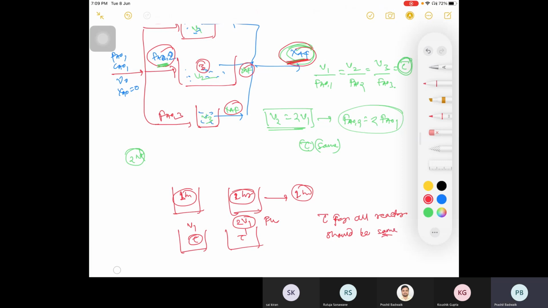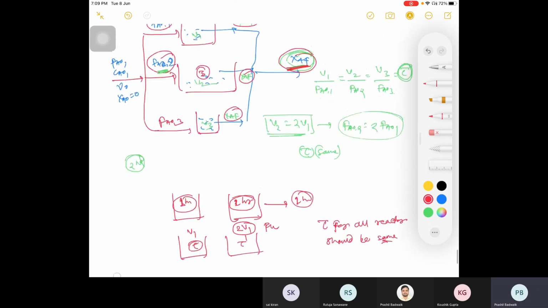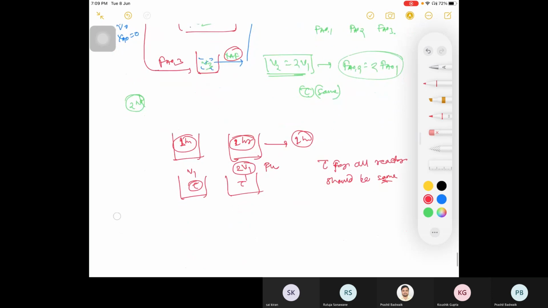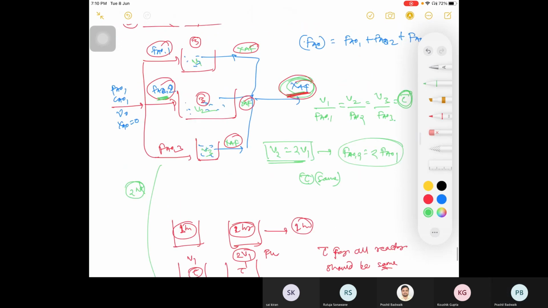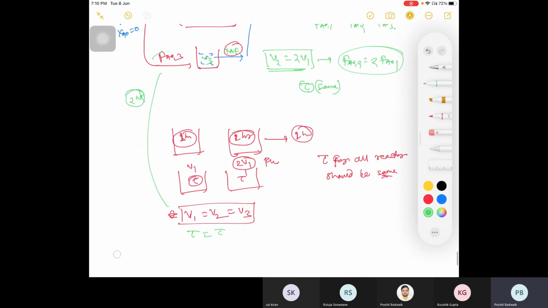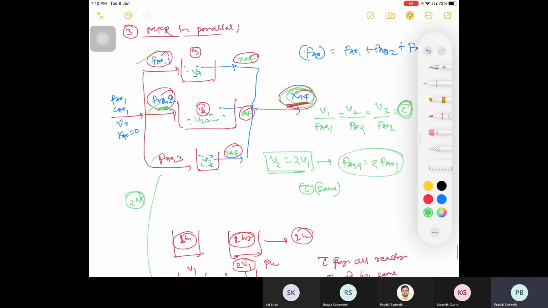Okay, so you need to adjust your tau such that you will get the same residence time. Now suppose I assume that the volume of reactor 1 is equal to the volume of reactor 2 is equal to the volume of reactor 3. In this case, if the volume is equal, tau will be equal. And if tau is equal, then I'll get the same conversion at exit, and these will mix, and I'll get XF as the final conversion.